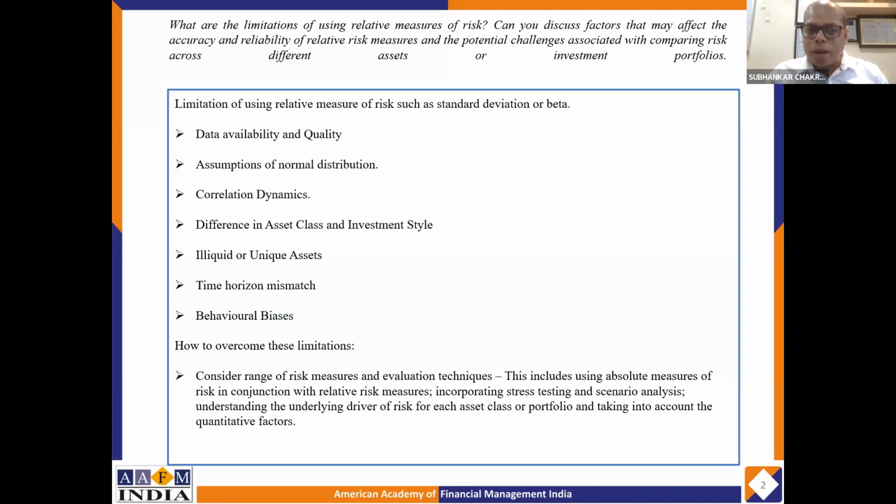So these are the ways you can overcome these limitations of relative measures of risk, and you can understand the underlying drivers of risk of each asset class and the portfolio at large. So these are the ways you can avoid or counter the limitations of relative measures of risk.